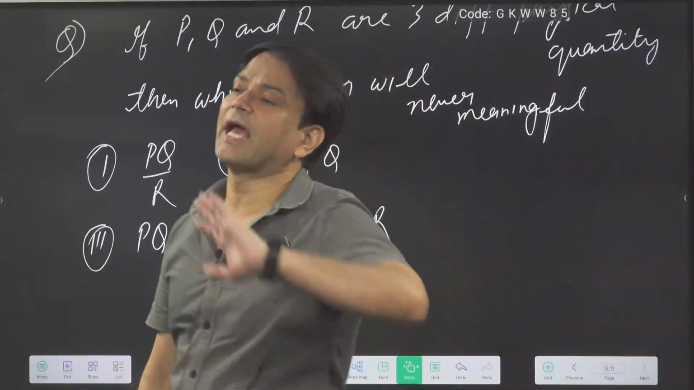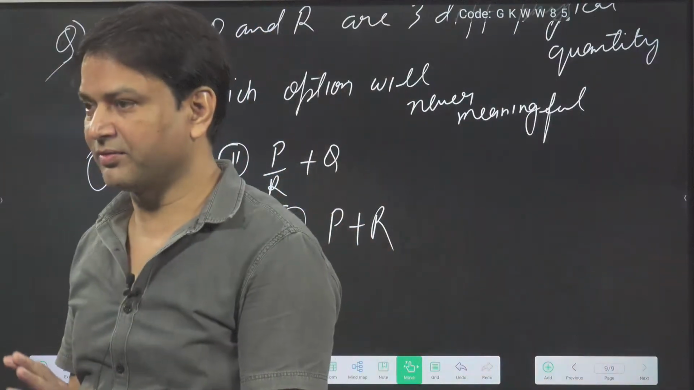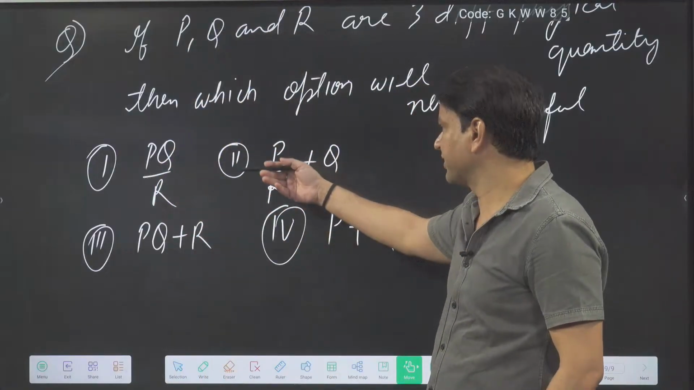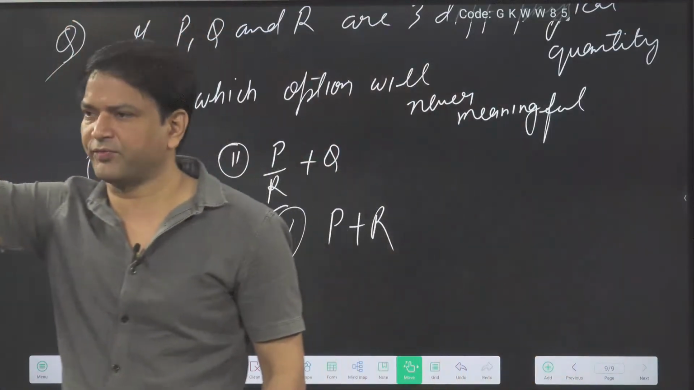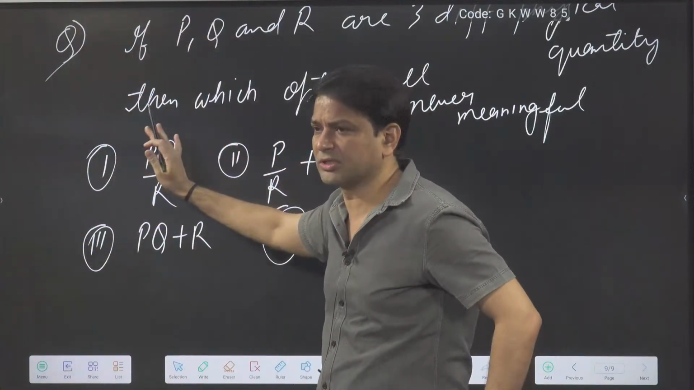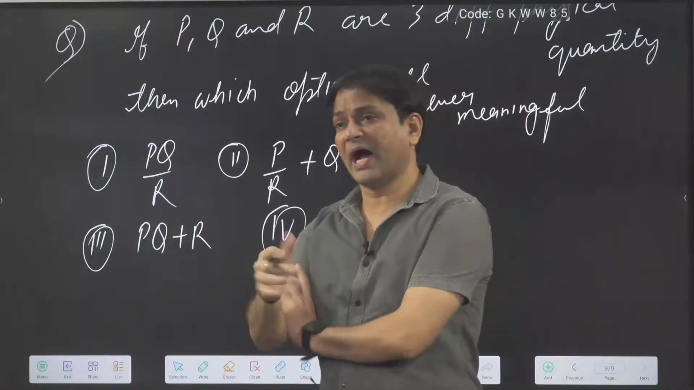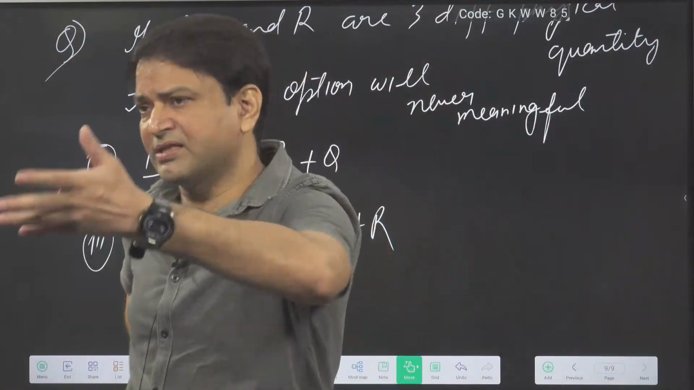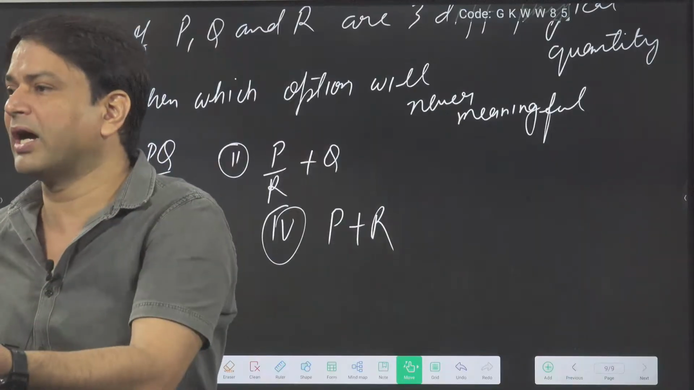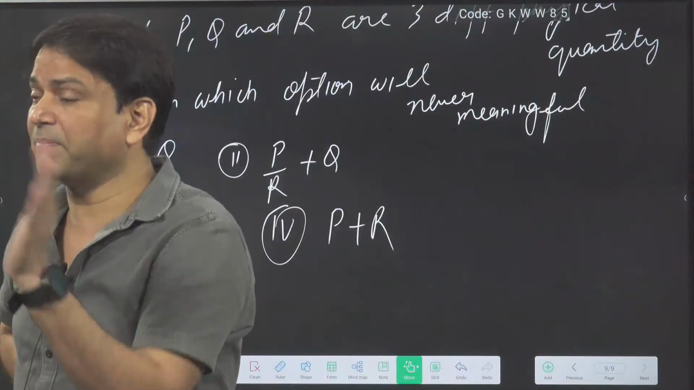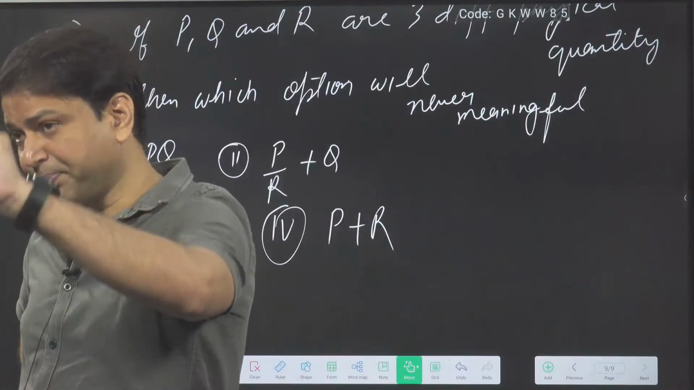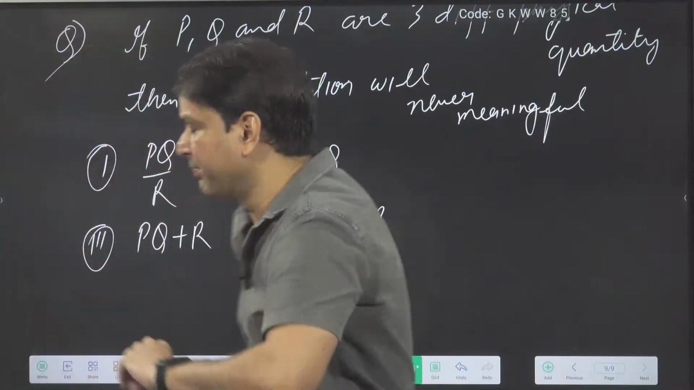I'm saying which will never, not which may be. If suppose here, second option, division and multiplication is possible for any physical quantity, everybody knows that. So first one is possible. Second one, P by R plus Q. P upon R, P is different, R is different, but it is possible that P upon R will be same as Q. If I'm directly adding different quantities, that is a problem, but here I'm adding P by R with Q. So one example I will give.